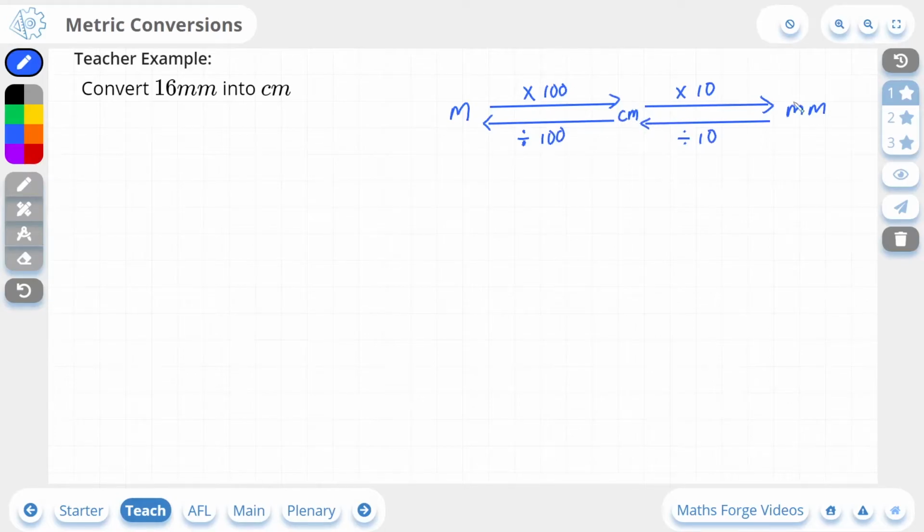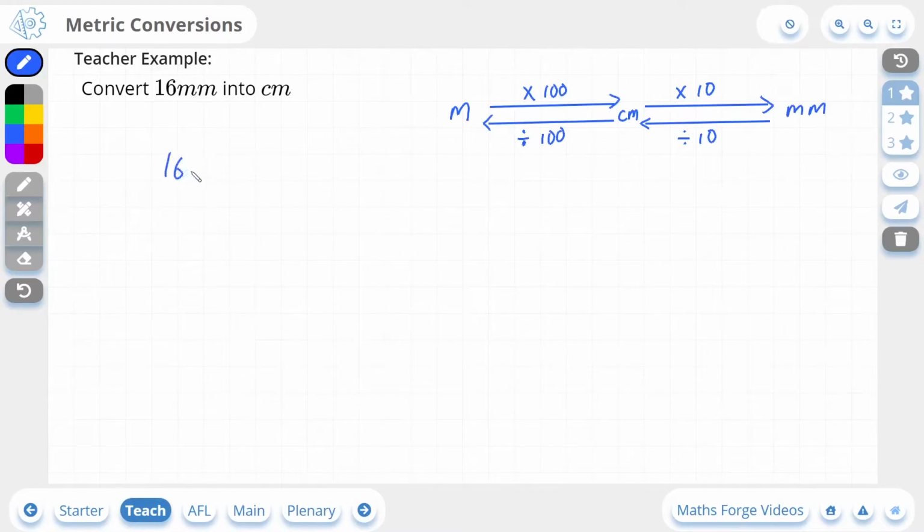And from centimeters to millimeters, you times by 10. And the opposite is true as well. From millimeters to centimeters, you divide by 10. And of course, if you want to go from meters all the way to millimeters, you multiply by 1,000. Because of course, times 100 times 10 is the same as multiplying by 1,000.